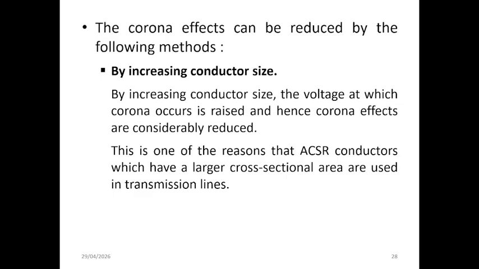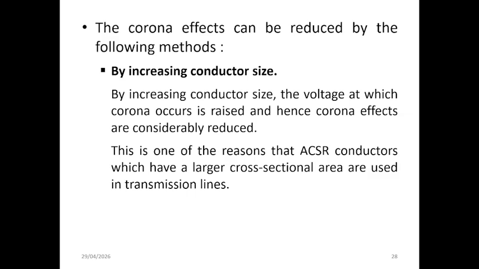So this slide explains one of the most effective methods for reducing corona effects in overhead transmission lines, namely increasing the conductor size. When the conductor diameter is increased, the electric field intensity at its surface decreases for the same operating voltage. As a result, the critical disruptive voltage at which corona starts is raised, meaning that the line can operate at higher voltages without initiating corona discharge.